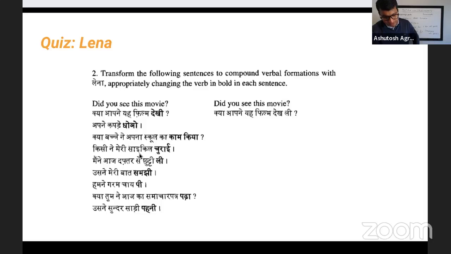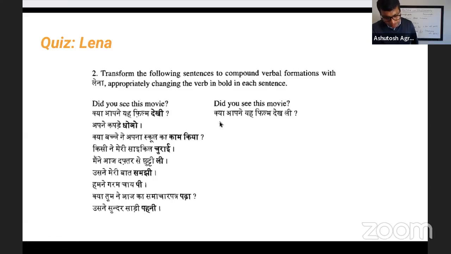So चुराना is the verb. चुराना plus लिया is चुरा लिया. किसी ने मेरी साइकिल चुरा लिया. Churana is to steal. So how will you conjugate it? Not liya; you use the same conjugation as the noun. Lena plus चुरा ली. चुरा ली. Very good. किसी ने मेरी गाड़ी चुरा ली. Okay, awesome, JDG. धन्यवाद.